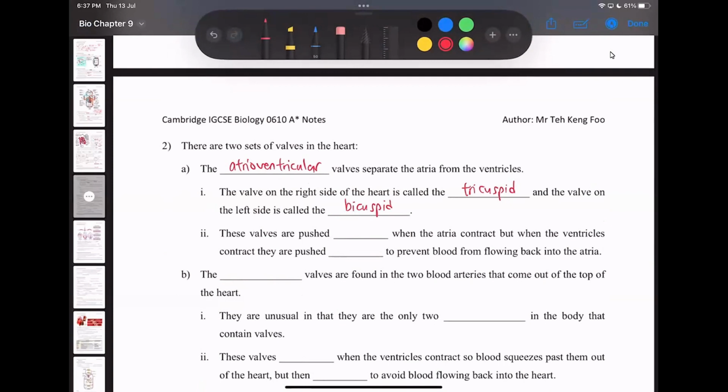So these valves are pushed open when the atria contract. When the atria contract to squeeze the blood into the ventricle, this valve must be open. It's sort of like gates. If the gates are not opening, how is the blood delivered into the ventricle? But when the ventricles contract, the valves are pushed shut, so that the blood will not go back to the atria. This is to prevent the blood from flowing back into the atria.